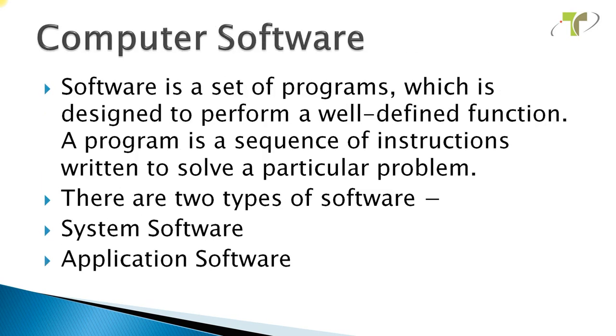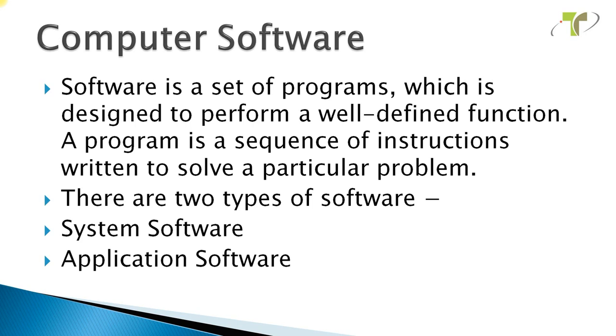So what is software? Now we are learning software, and this is the theory part of your computer fundamentals, which you have to understand very nicely. Software is a set of programs designed to perform a well-defined function. So it is a computer program, as I said. A program is a sequence of instructions. What is a program? A program is nothing but a set of instructions given to the computer.